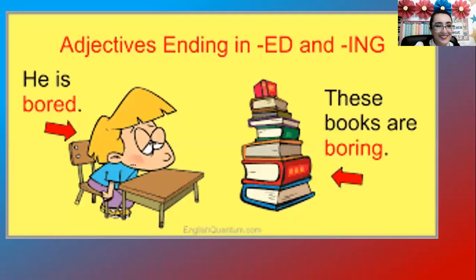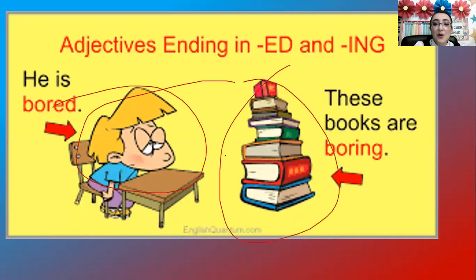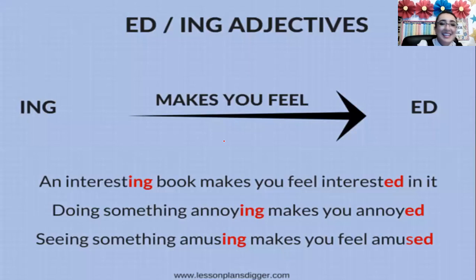That is going to be the person and the object that makes him feel relaxed. He is bored. These books are boring. ¿Cómo se siente? Aburrido. ¿Cómo son estos libros? Aburridos. That is going to be the situation that we are going to be facing. ED or ING adjectives.